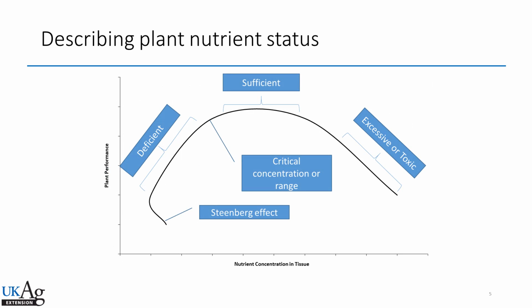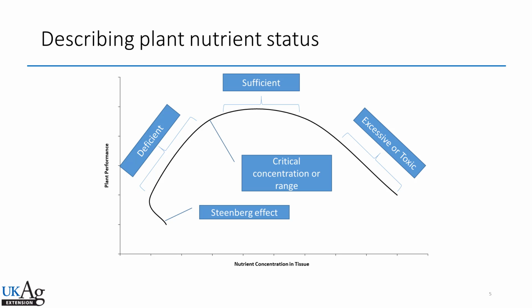When we're describing the nutrient status of plants, we typically refer to the deficient, sufficient, or toxic or excessive status of a nutrient. If we look at this figure, we see these three parts of this curve, where plant performance is on the vertical axis and nutrient concentration in the tissue is on the horizontal axis. As nutrient concentration in the plant increases, the deficiency becomes less severe as we approach that critical range or critical concentration, which is the break point between deficient and sufficient.